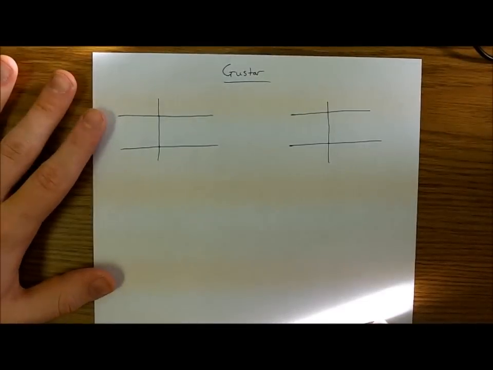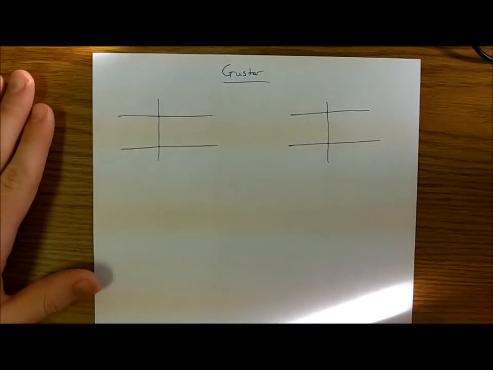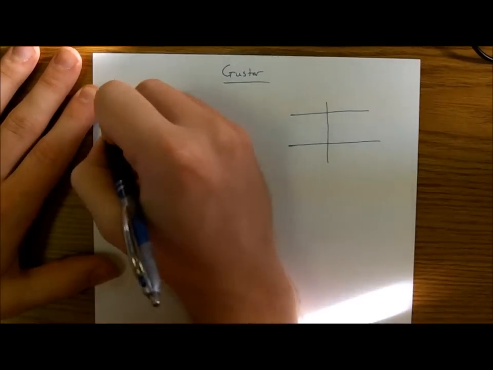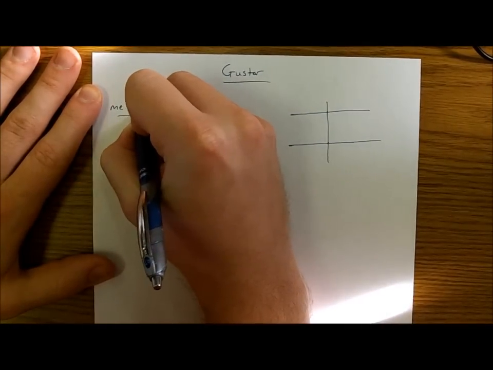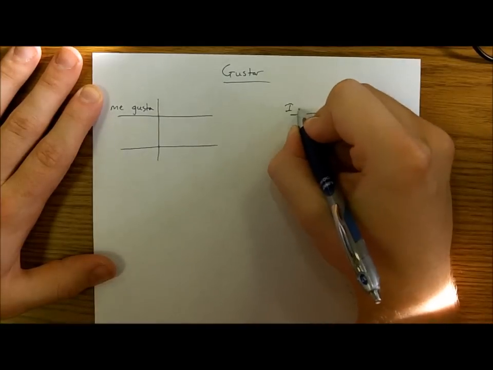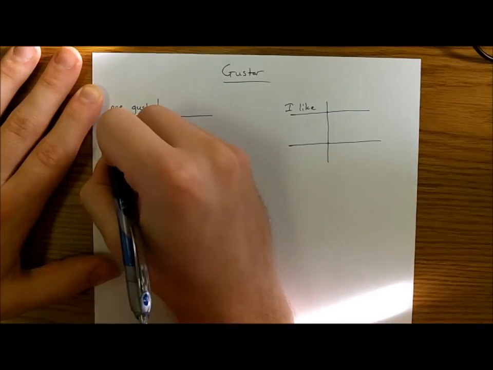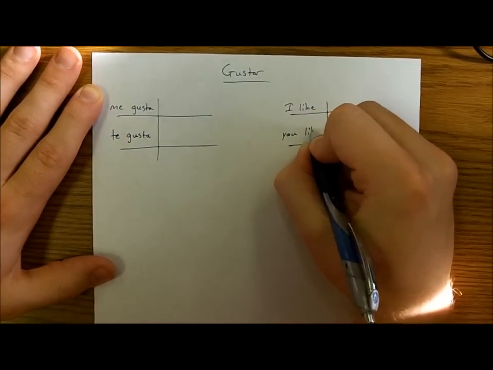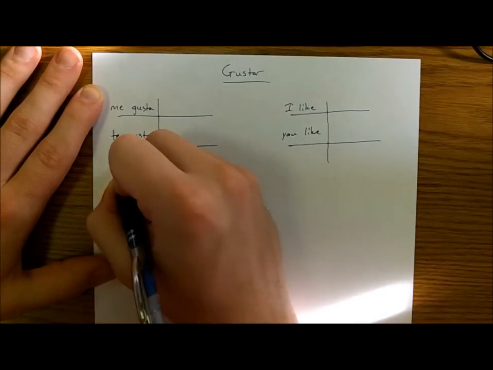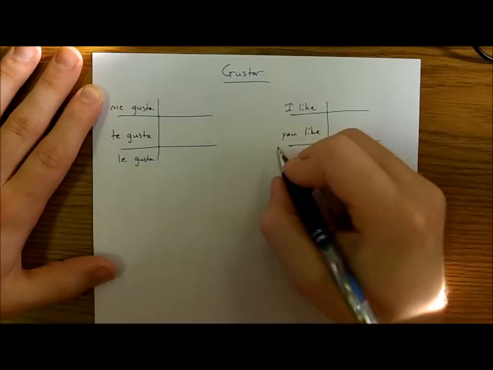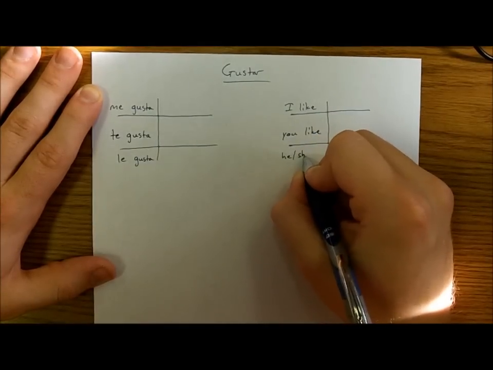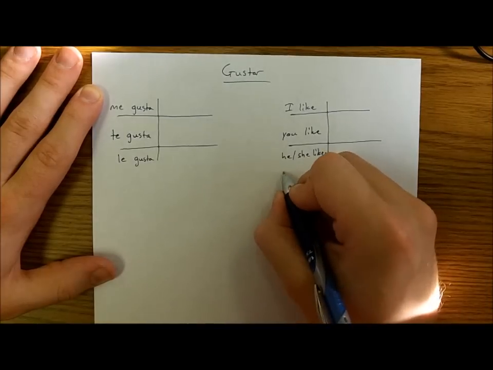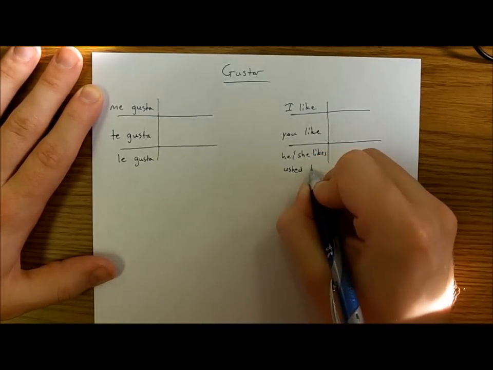Welcome. Now we're going to learn how to use the verb gustar in a sentence. In order to do this, we have to know the different forms of gustar. So let's get started. Up here, we have me gusta, which means I like. Down here in the middle, we have te gusta, you like. Over here on the left, we have le gusta, he or she likes. This also can have that usted, that you formal.